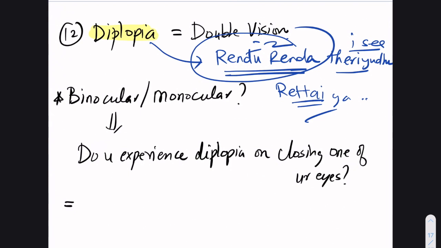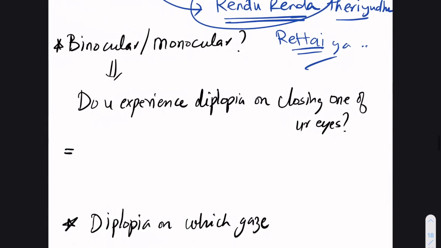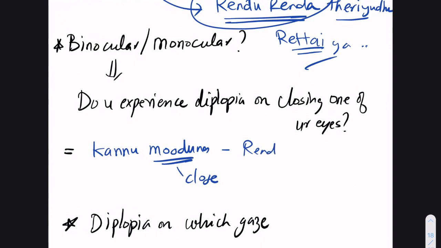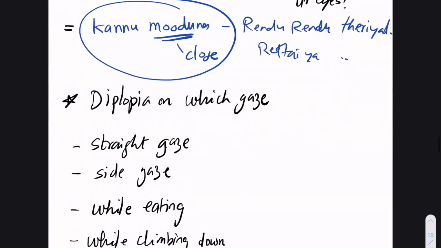One important sub-history you want to ask in diplopia is whether it's binocular or monocular. So you're going to ask the patient this question: do you experience diplopia on closing one of your eyes? Kannu mooduna rendu renda theriyudha. Remember, moodu means to close. Kannu mooduna rettaya theriyudha. So when you close your eyes, do you have these double images? That's one thing. Diplopia in which case?